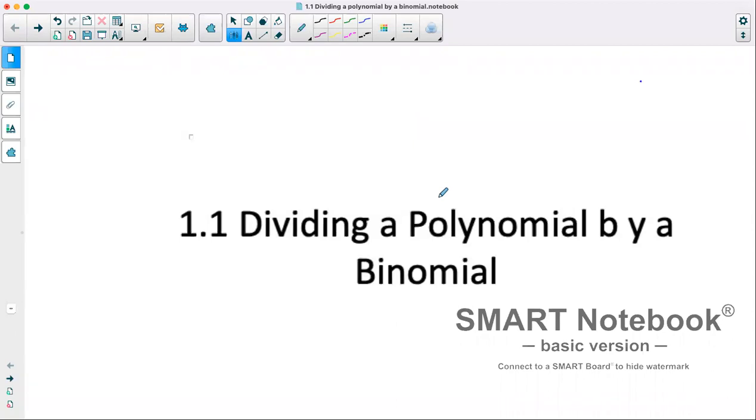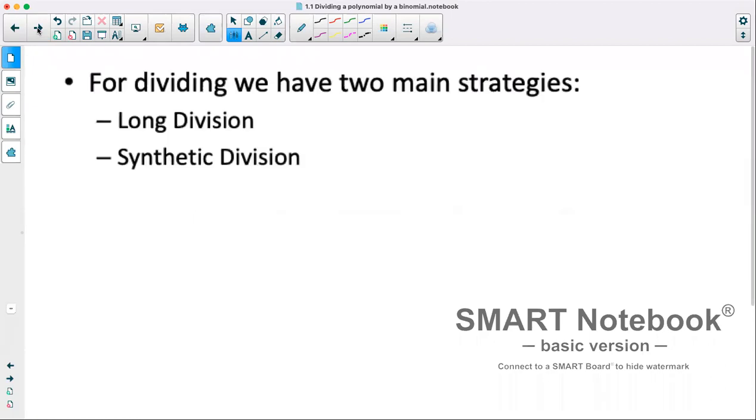Hi, today we are looking at dividing polynomials by binomials. So we'll look at two different ways to do so. One is utilizing long division, while the other is utilizing synthetic division. So like I said, two main strategies.